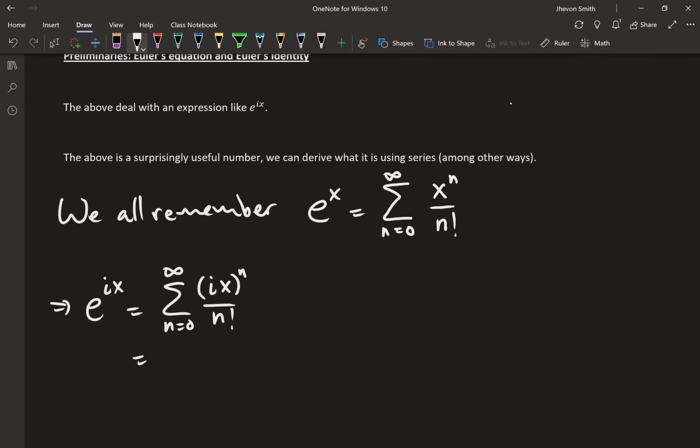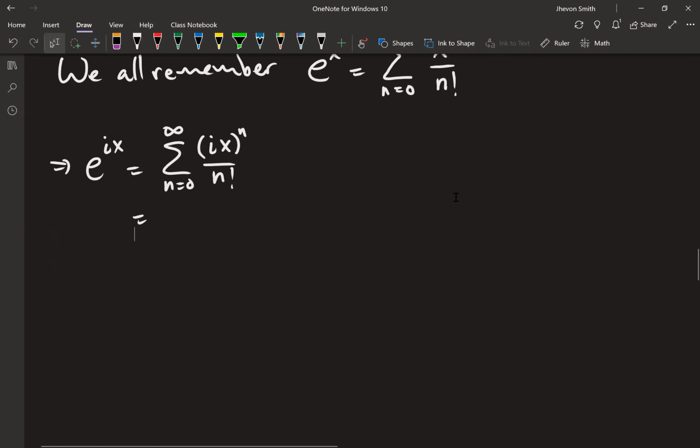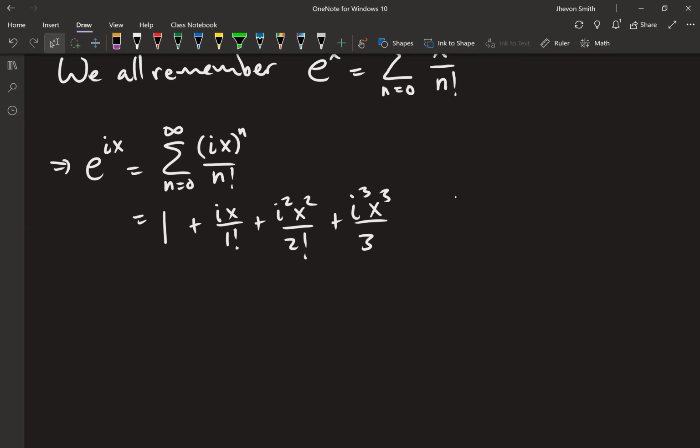So now what we can do is we can start to write this out. So this is going to be 1 plus ix over 1 factorial plus i squared x squared over 2 factorial plus i cubed x cubed over 3 factorial plus i to the 4th x to the 4th over 4 factorial plus i to the 5th x to the 5th over 5 factorial plus dot dot dot.